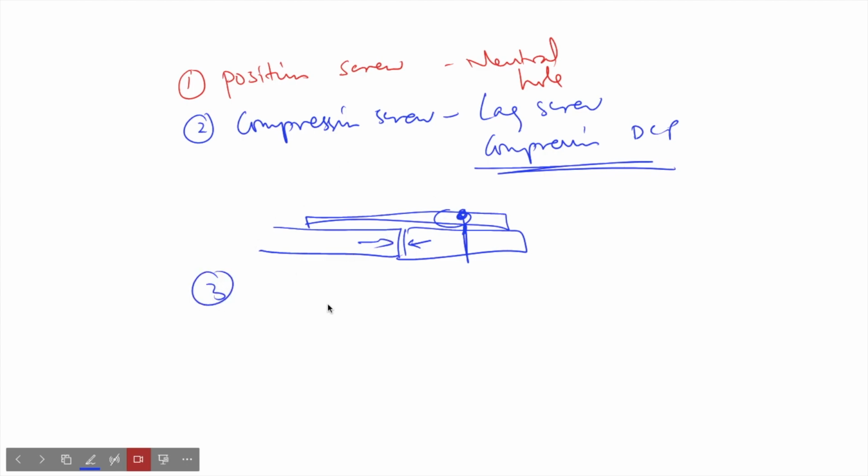The third way you can use is in polar screws. All of you know what is a polar or blocking screw, which is used for guiding intramedullary interlocking nails. IMIL nails are guided in the correct direction using polar or blocking screws.